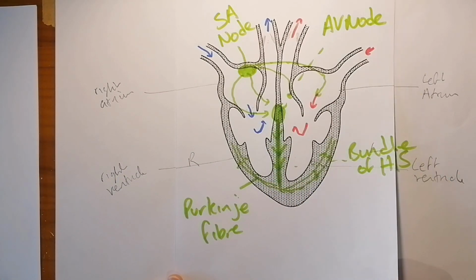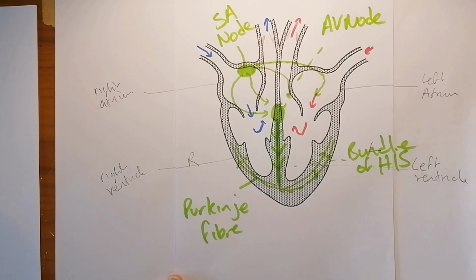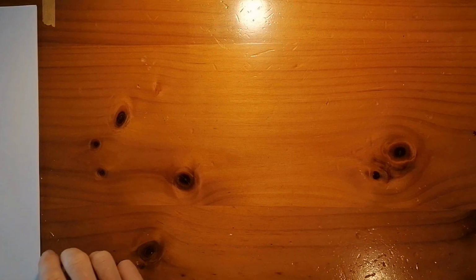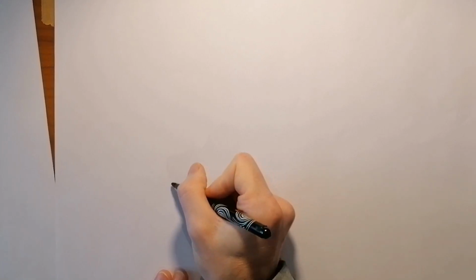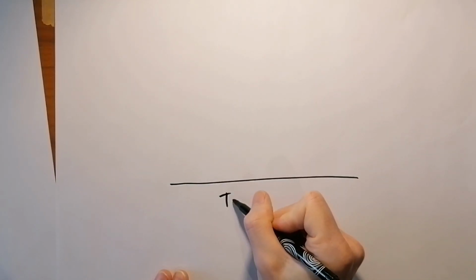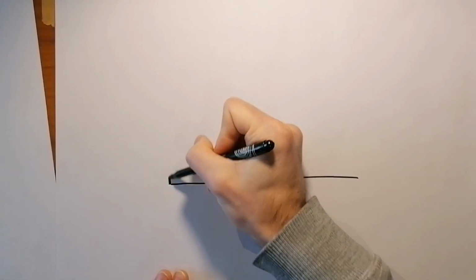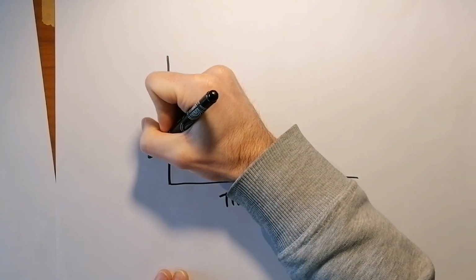Right, moving on from that. So how is all of this studied? Well, the answer is it's studied by using an ECG. And an ECG is time and electrical activity.